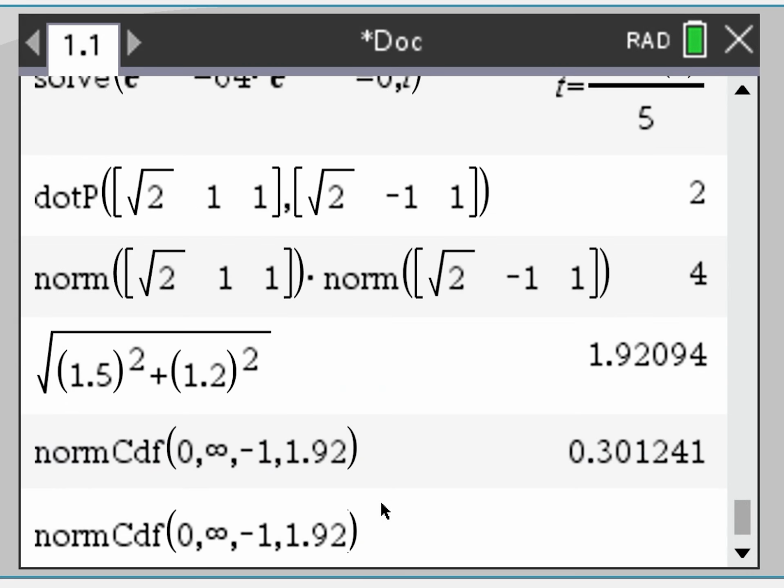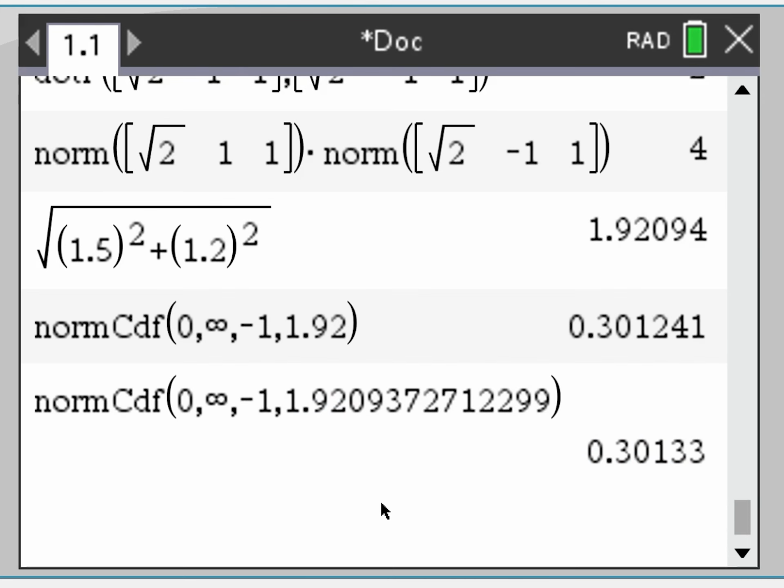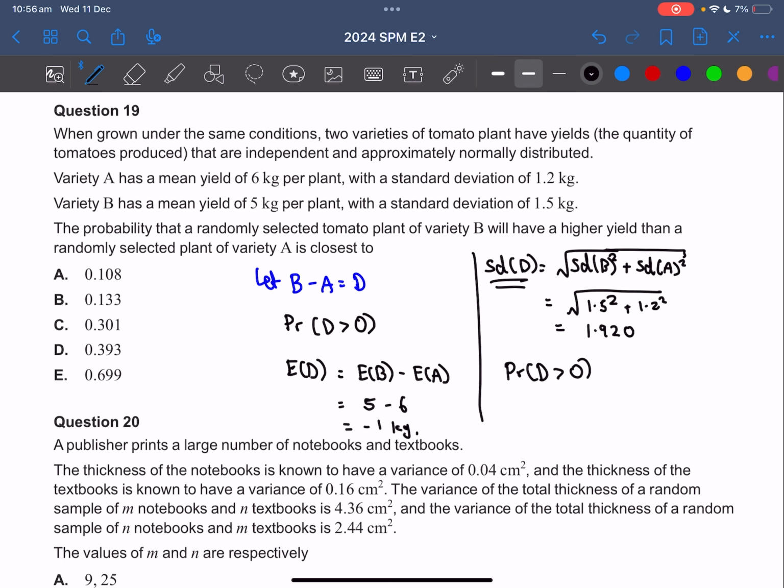Okay, I'm going to substitute the whole value in just to be very accurate. So 0.301 is what we get. So 0.301. So the answer is going to be C for this.